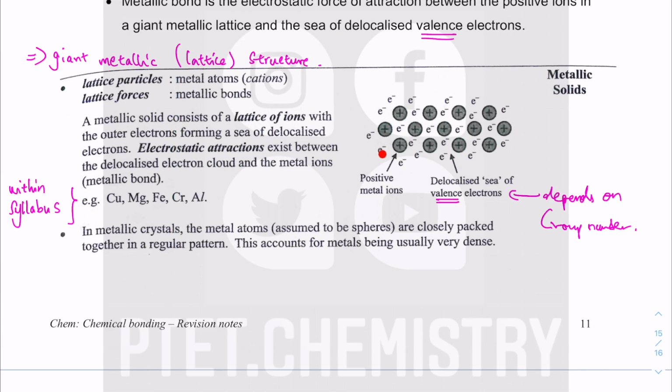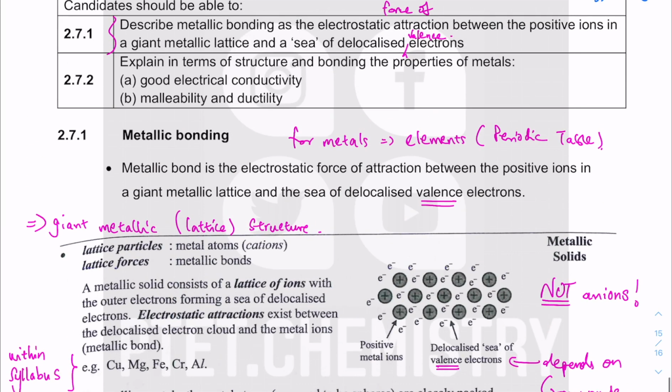And be careful, it's not anion. Do not ever say the term anions when you describe metallic bonding. Do not ever mention anion, because metals are elements. Elements are not compounds. When you have cations and anions, you have ionic compounds. Compounds are not elements. Metals are elements, and therefore elements do not contain cations and anions. The moment you mention anion, it is no longer metallic bonding. Game over. All right.